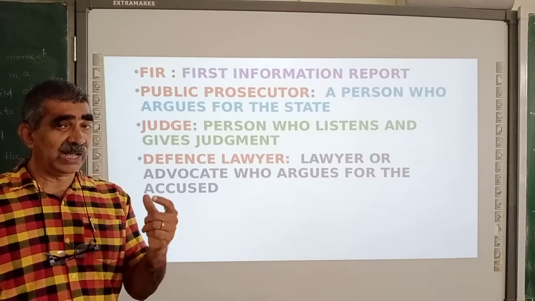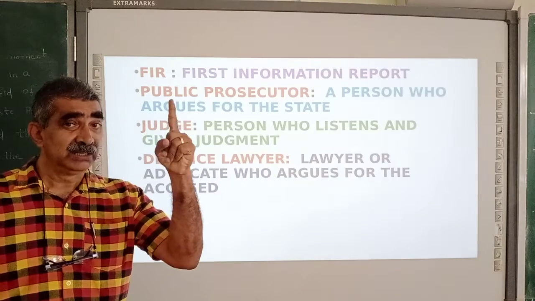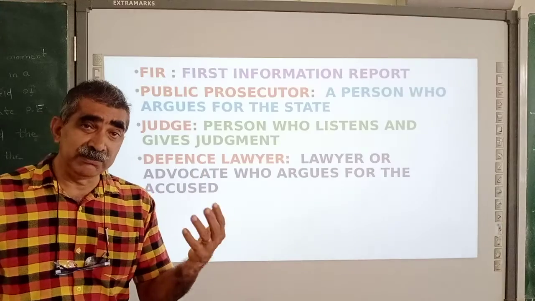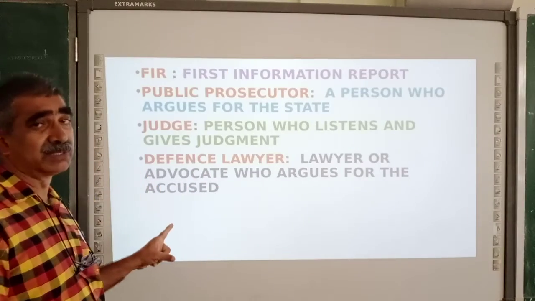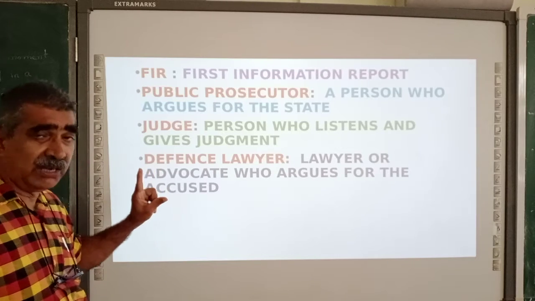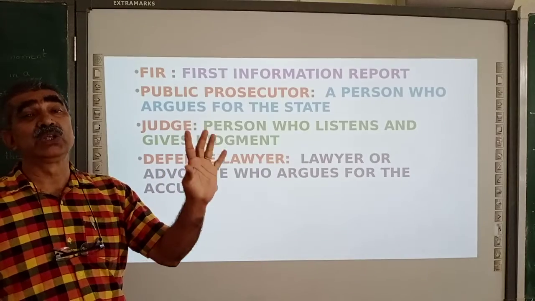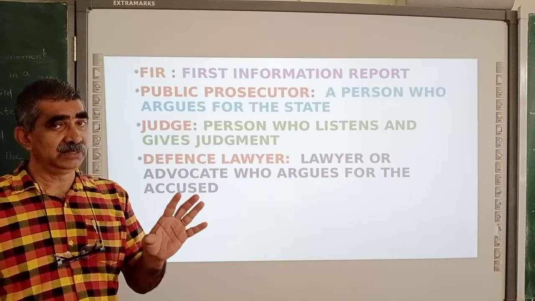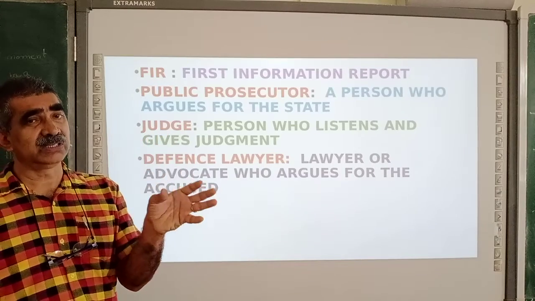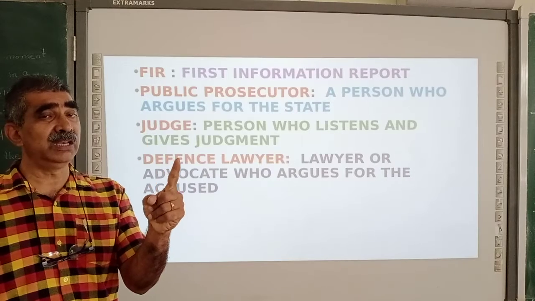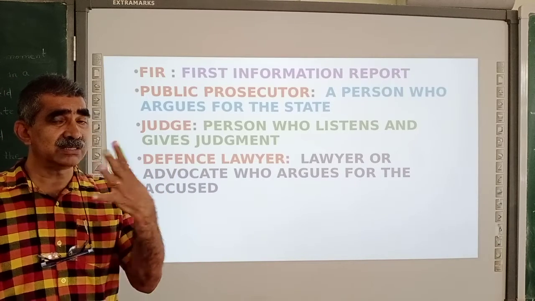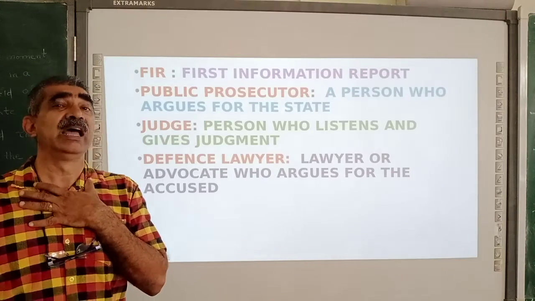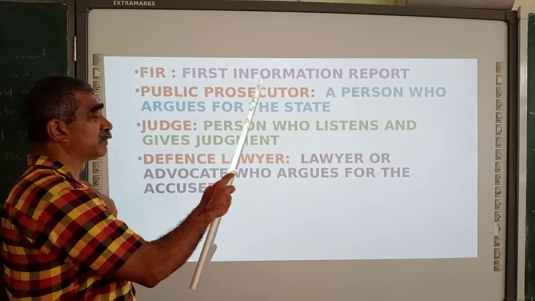The person who argues, I am not paying, because it is the government's responsibility to protect me. Since the government was not able to protect me, the government is trying to provide me justice by punishing that person. To prove that that person has done the mistake, the public prosecutor will argue against him. Okay? That is a public prosecutor, a person who will fight in court for the government, because the government has failed to give me security. Since my security was not provided, the government takes up the responsibility to file the case and argue for me. So that person is known as a public prosecutor.